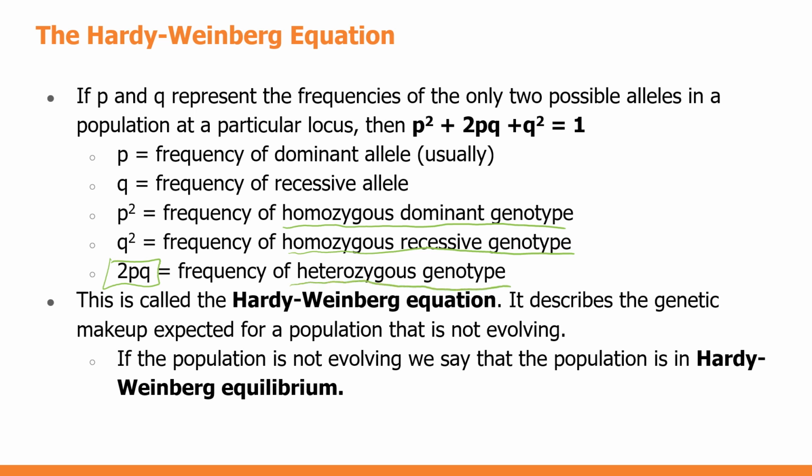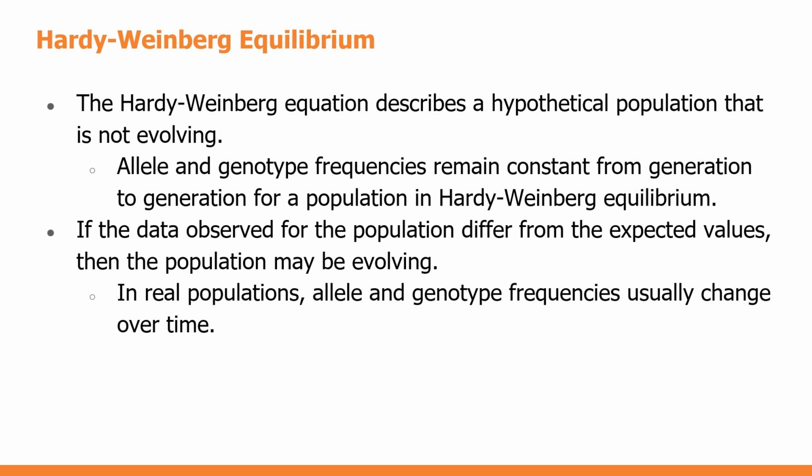When added all together, this is considered to be the Hardy-Weinberg equation. It describes the genetic makeup expected for a population that is not evolving. That's the key there: Hardy-Weinberg equilibrium means not evolving. So if the population is not evolving, we are saying the population is indeed in Hardy-Weinberg equilibrium. The Hardy-Weinberg equation describes a hypothetical population that is considered not evolving. This simply means that the allele and genotype frequencies remain constant from one generation to the next for a population to be considered to be in Hardy-Weinberg equilibrium.